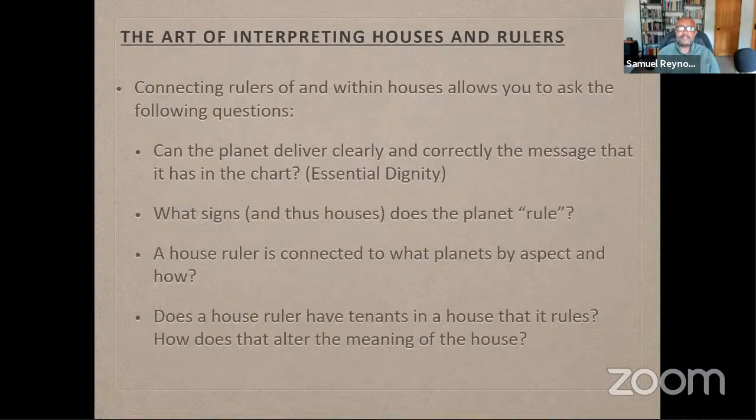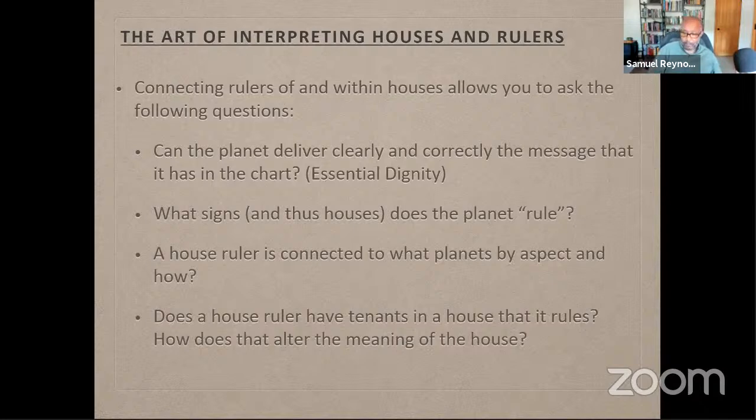So a planet that is in its essential dignity, on whatever level we want to talk about essential dignity, there are 5, but the simplest one is rulership, domicile, is able to do what it says it wants to do. What signs and thus houses does the planet rule? Like I was illustrating with the sun ruling Leo. A house ruler is connected to what planets by aspect, and how, which aspects, like I mentioned about the sextile and the trine. So we may look at that in your chart related to squares. Does a house ruler have tenants in a house that it rules? Meaning, like a landlord.